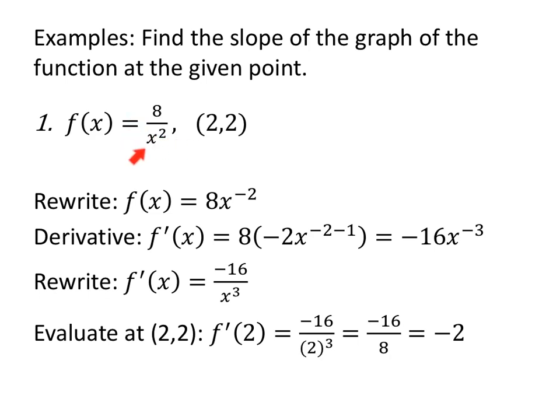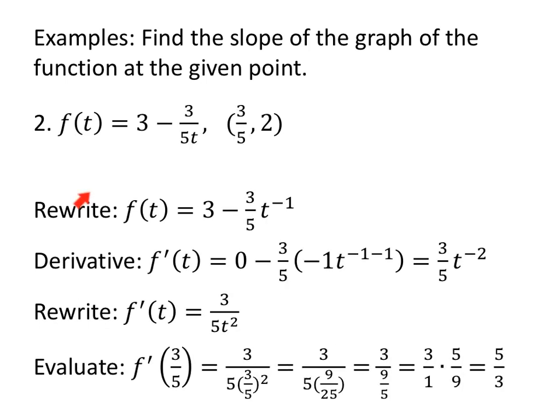So 8 divided by x squared, we're going to rewrite as f of x equals 8x to the negative 2. Find the derivative, leave the coefficient 8 alone. Bring down the negative 2x, subtract 1 from the exponent. When I multiply, I'll have negative 16x to the negative 3. I'm going to rewrite that with positive exponents so that I can evaluate. So f prime of 2 is negative 16 over 2 to the third power. Negative 16 over 8 is negative 2.